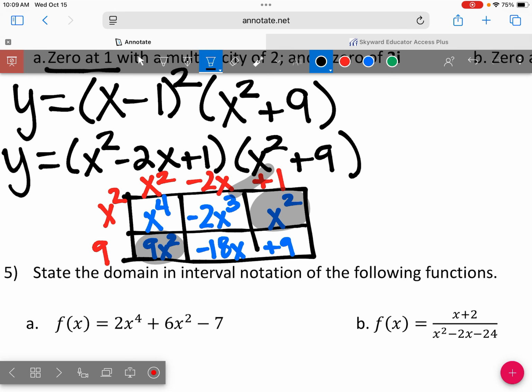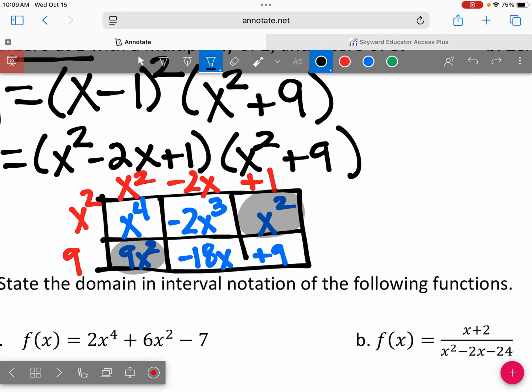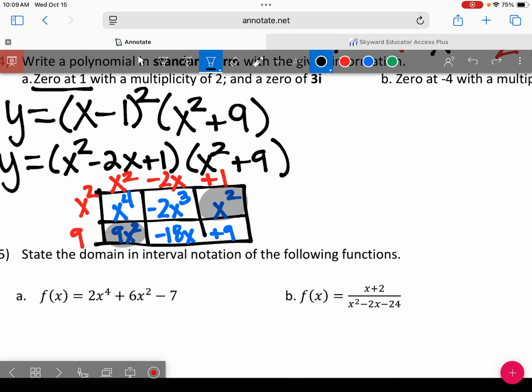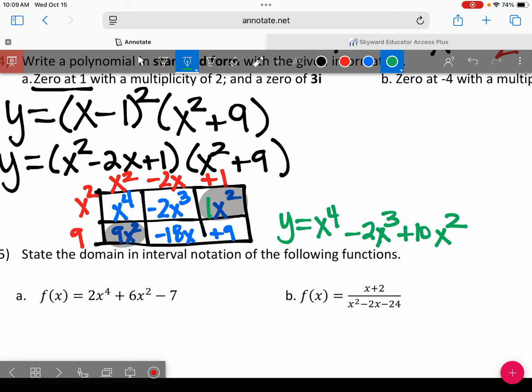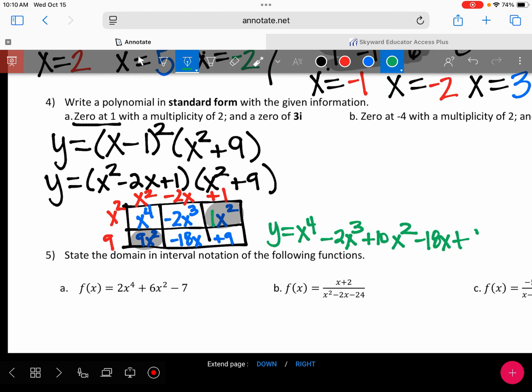So the answer for question A is y equals x to the 4th minus 2x cubed. And this is a 1 plus 9, which is 10. And then negative 18x. And a plus 9. All right, I'm not going to work through question B for the sake of time.